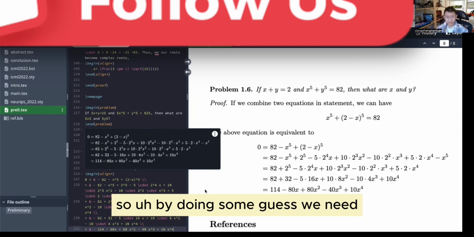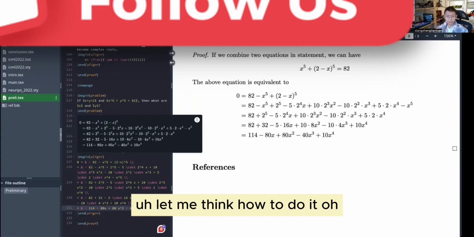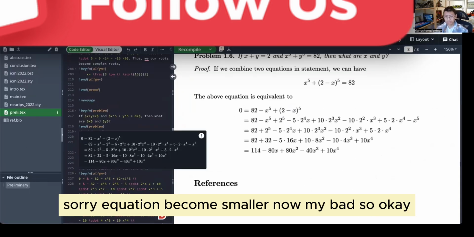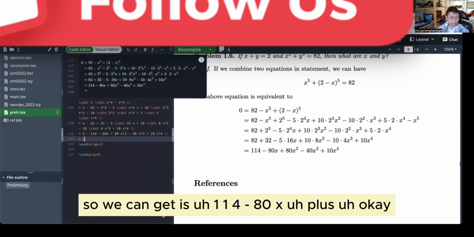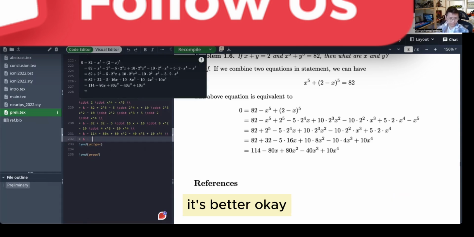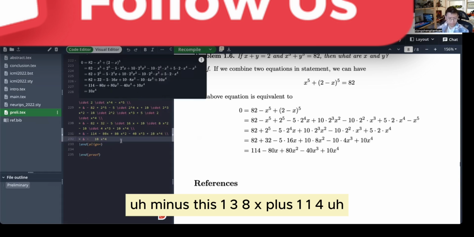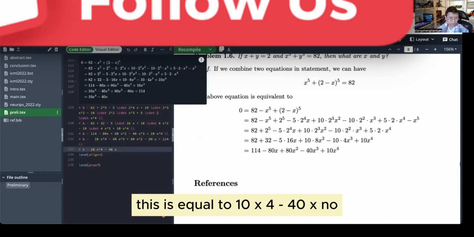By guessing, we somehow need a 2x squared minus 4x plus 1 to show up. Let me think how to do it. Sorry, the equation becomes smaller now, my bad. Let me reorder and write down from the right-hand side: 10x to the 4 minus 40x cubed, and so on, plus 80x squared minus 80x plus 114.